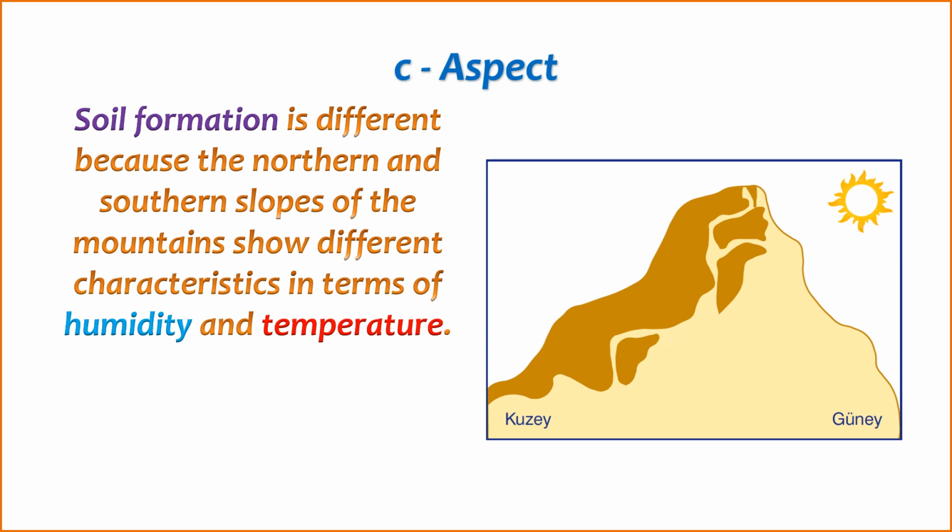1. Northern slopes generally receive less direct sunlight. Experience cooler temperatures due to reduced solar radiation. Retain more moisture since they are less prone to evaporation. As a result, soil on northern slopes tends to be cooler and moister.